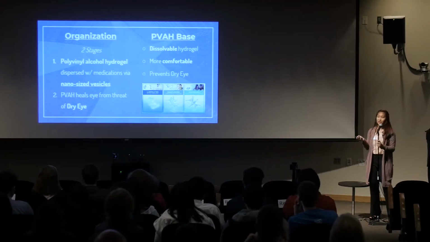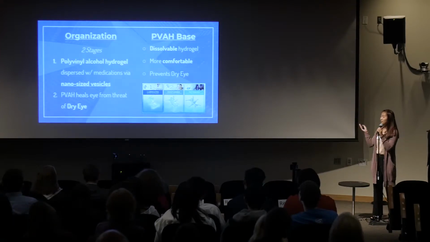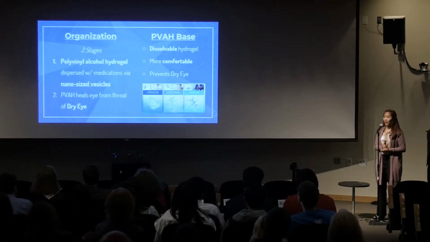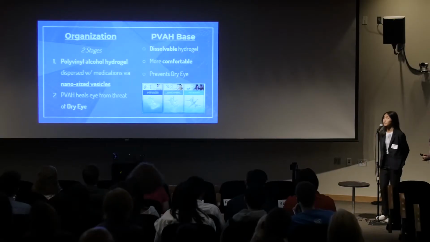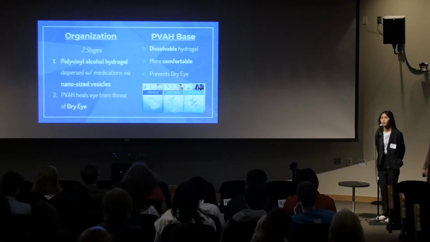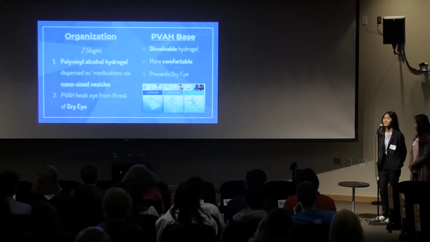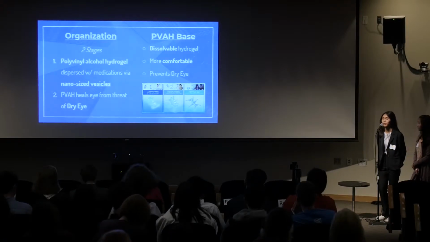There are two stages to the structure of these contact lenses. The first stage would be, obviously, the polyvinyl alcohol hydrogel. This disperses two types of medications in the eye using nano Pharmaco Zones. The second stage would be a PVAH shell, which lubricates the eye and prevents dry eyes from occurring. We use a PVAH base because it is water soluble and is more oxygen permeable than your typical silicone hydrogel lens, and it is also more comfortable for the patient.